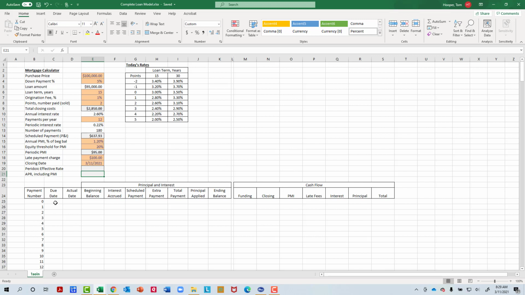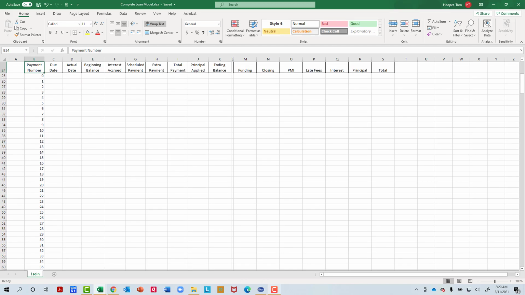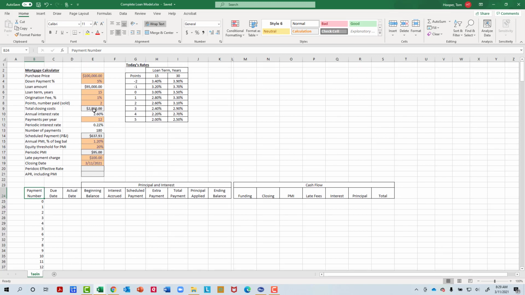So the first thing I want to know is what's the due date on the loan. Notice I have put down here, I'll do a Control Down to show you that I've got 360 payments, and a Control Up to get back where I came from. That will allow me to do a loan term of up to 30 years of monthly payments. I guess I could make that longer, but I don't see loans going longer than that. So we'll start with that.